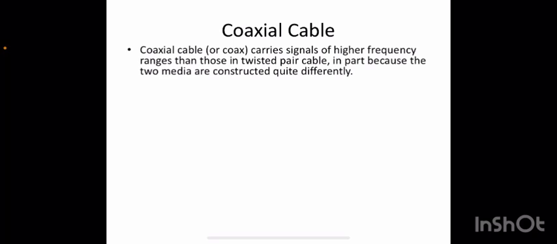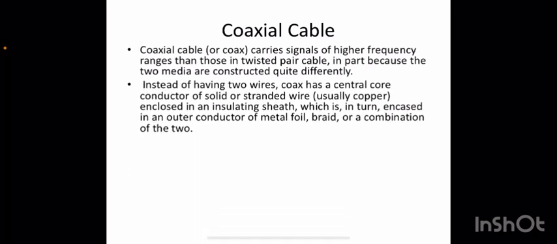The main thing is that it is constructed quite differently. We will see how the cable is constructed in case of coaxial cable. Here, instead of having two different wires, coax has a central core. It's usually a copper wire, either a single solid central core conductor or stranded wires. This central core is enclosed in an insulating sheath, which in turn is encased in an outer conductor of metal foil or a braid or a combination of these two.